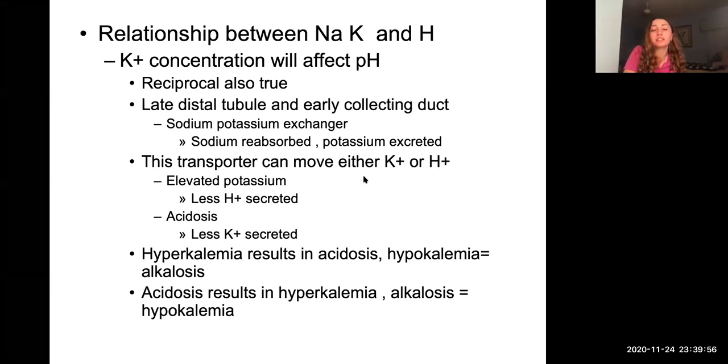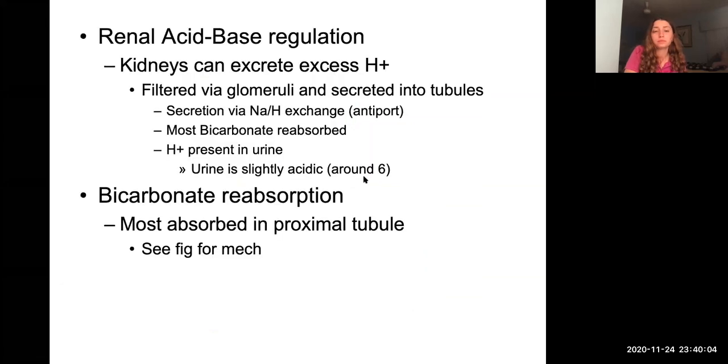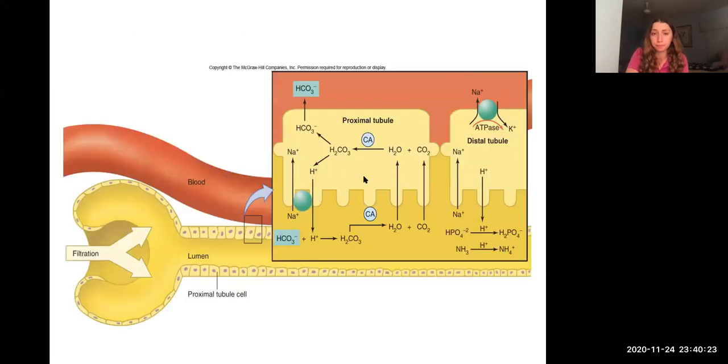And this is located on the late distal tubule and the early collecting duct. So she just wants you to know that kidneys can excrete the excess hydrogen and get it out, and most bicarbonate is reabsorbed, and hydrogen is usually present in urine, and that's what makes it slightly acidic.